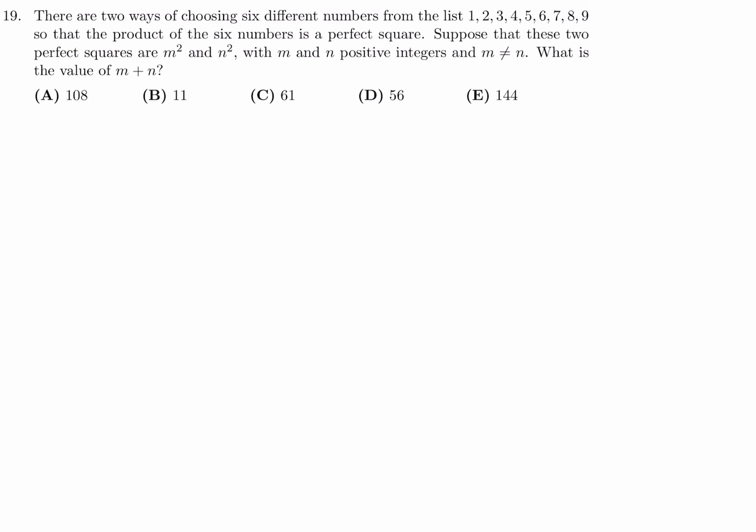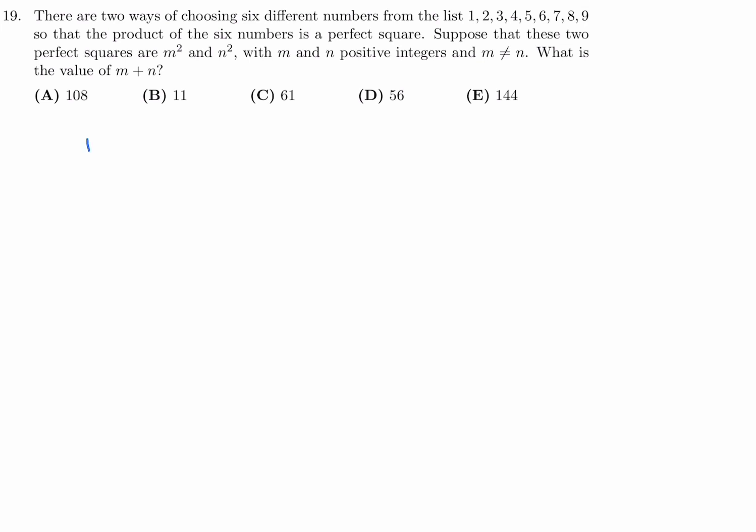There are two ways of choosing 6 different numbers from the list 1 through 9, so that the product of the 6 numbers is a perfect square. Suppose that these two perfect squares are m squared and n squared, where m and n are positive integers and m does not equal n. What is the value of m plus n?